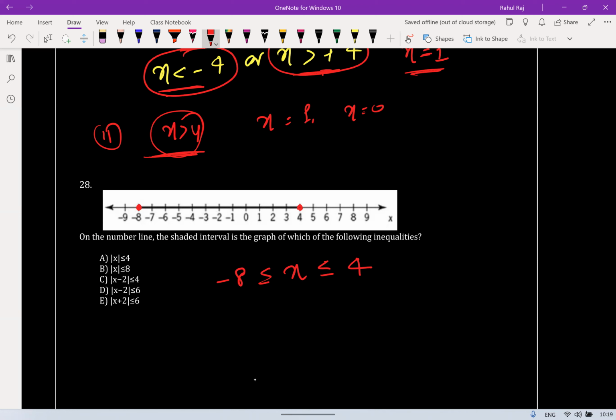Yes, Alexa. So now what we have to do is just solve all options A, B, C, D, E and see where we are getting this. Option number 1, if I solve, what do I get? X lies between -4 and 4. I have to say between -8 and 4, so this is gone. Then B, I'm getting x lies between -8 and 8. This is also gone. So I'll solve C now.